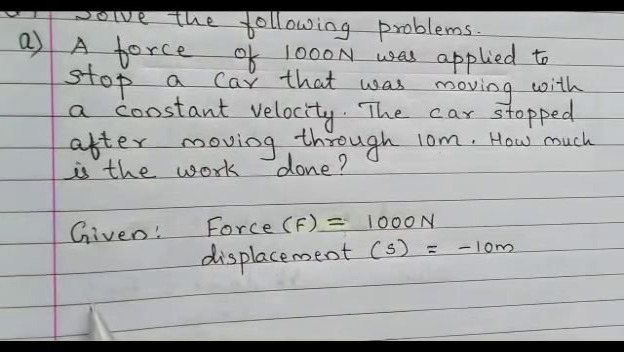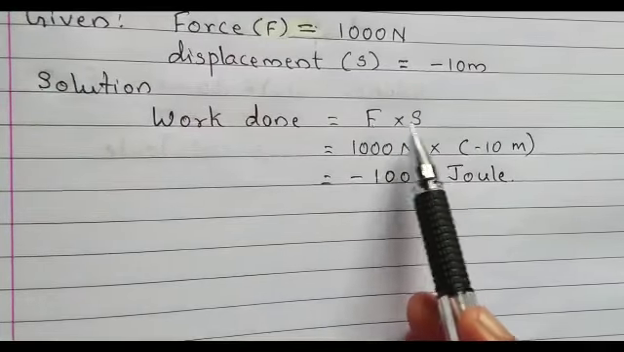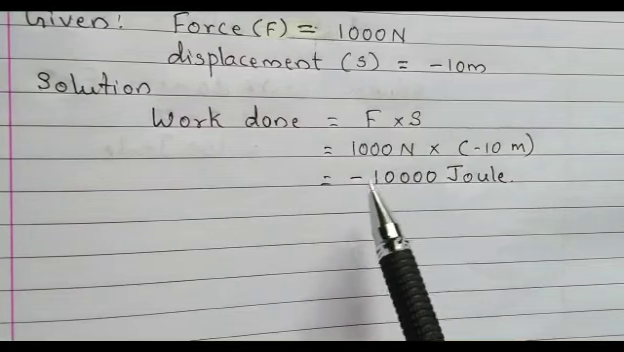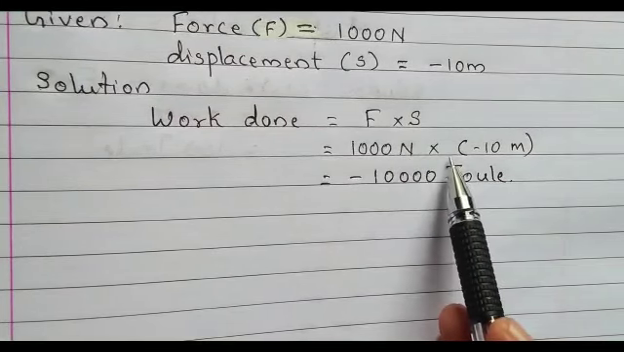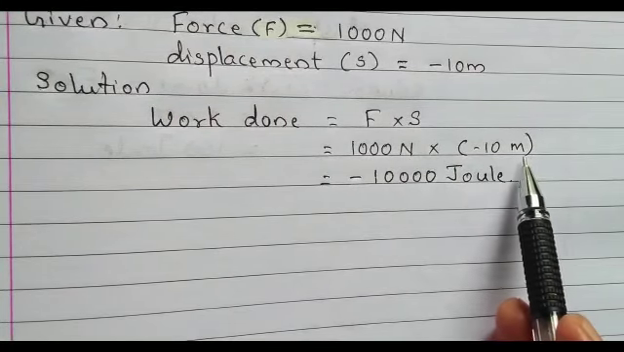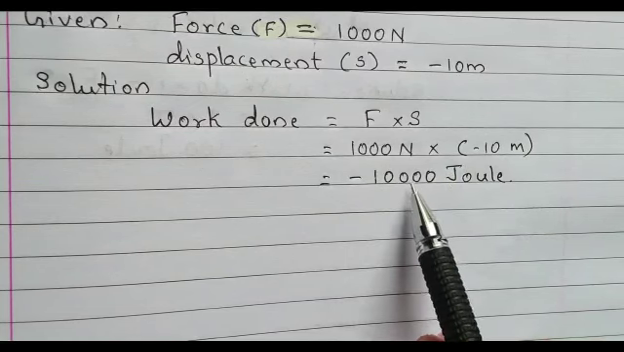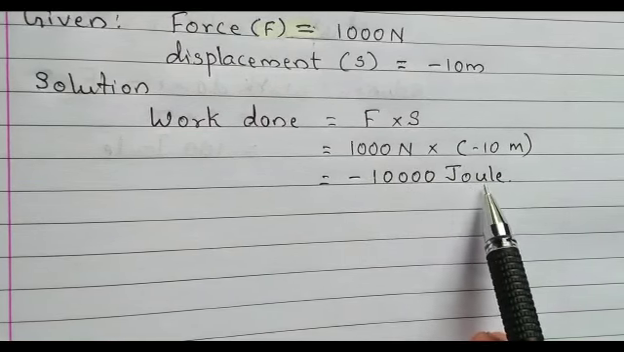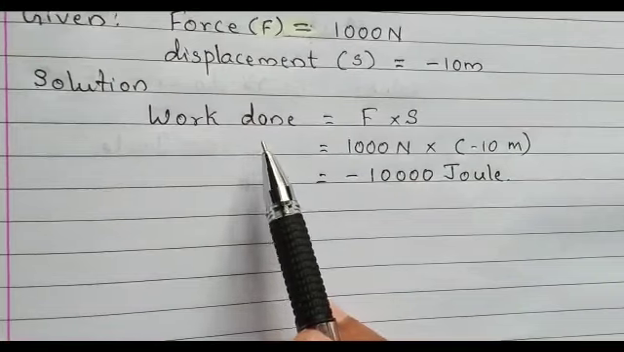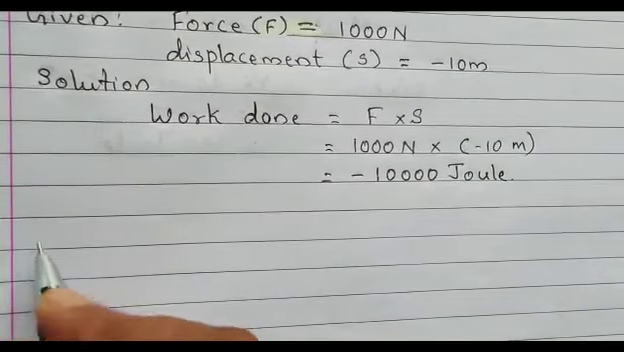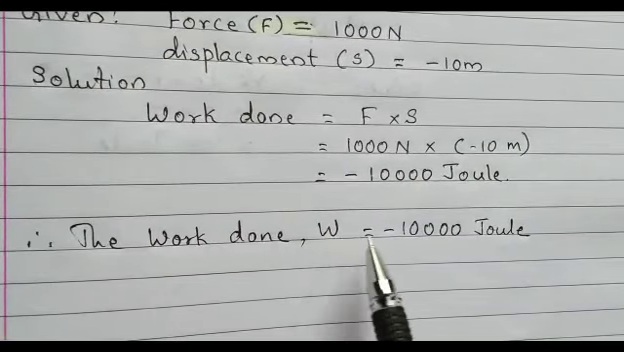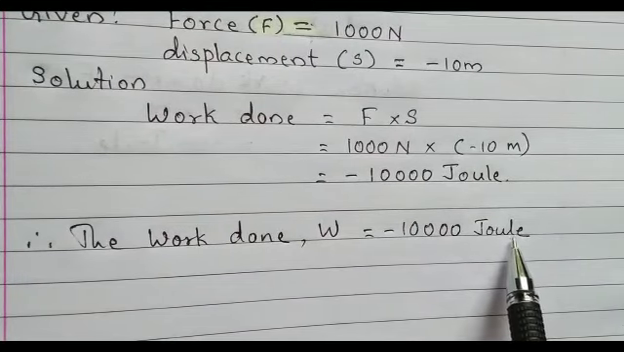So let's write the solution. Work done is force multiplied by displacement, that is 1000 Newton multiplied by minus 10 meter, that is equal to minus 10,000 joule. Joule is the unit of work done. So you can write the final answer. The work done W is minus 10,000 joule.